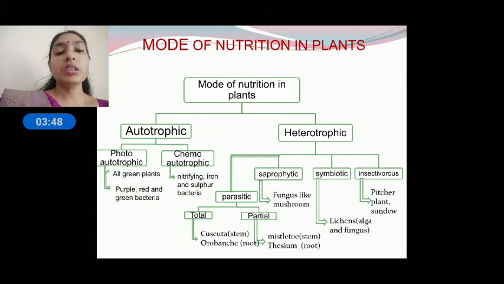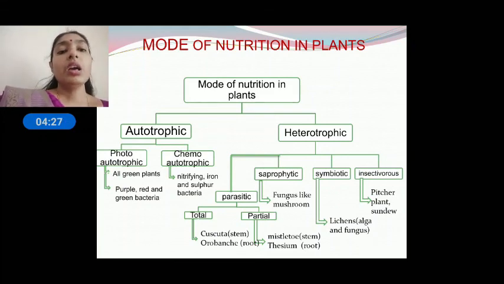Now autotrophic is of two types, photoautotrophic and chemoautotrophic. Photo means light energy, so the plants which prepare their food with the help of light energy are called photoautotrophic, and those which use chemical energy for preparing their food are called chemoautotrophic. All green plants, algae, green bacteria, and purple or red bacteria do photoautotrophic nutrition, and nitrifying, iron and sulfur bacteria do chemoautotrophic nutrition.